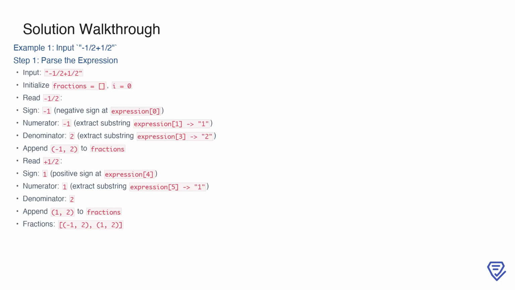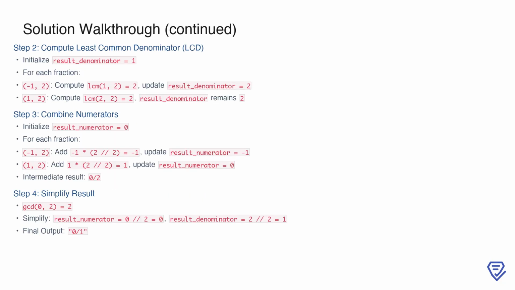Next, we parse +1/2. The positive sign is identified at position 4, and we extract the numerator as 1 and the denominator as 2, resulting in the fraction 1, 2. After appending this to the list, the fractions array contains -1, 2, 1, 2, and we're ready to move on to the next steps. Now that the fractions are parsed, we need to compute their least common denominator, or LCD.